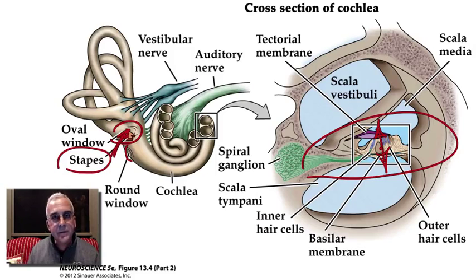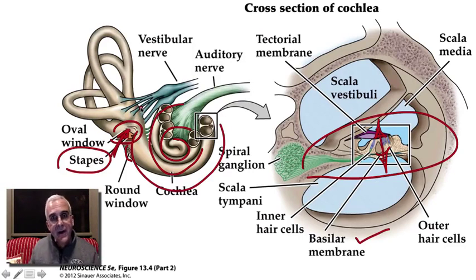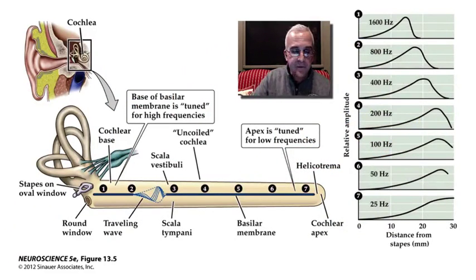Now what I'd like to do next is to talk about the tuning properties of this basilar membrane. And one convenient way to do it will be to uncoil this cochlea and stretch it out flat and have a look at the properties that exist across the length of that basilar membrane. So that's what we've done here. This is a representation of the human cochlea. So here's our stapes pressing back and forth against the oval window. Here's the round window where that pressure is commensurately relieved.